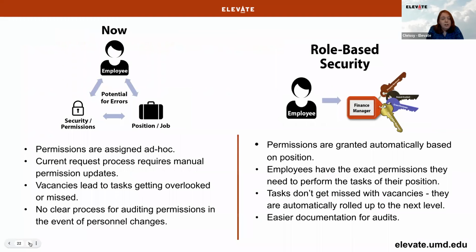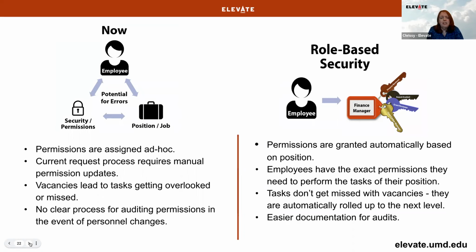So this is a summary slide of how we do things now versus the way they're going to be done in Workday. That ad hoc permission and manual pieces, there's delays, there are things that can go wrong. If there's vacancies, things can sit. You need emails to make sure things are followed up. It's really clunky and messy.